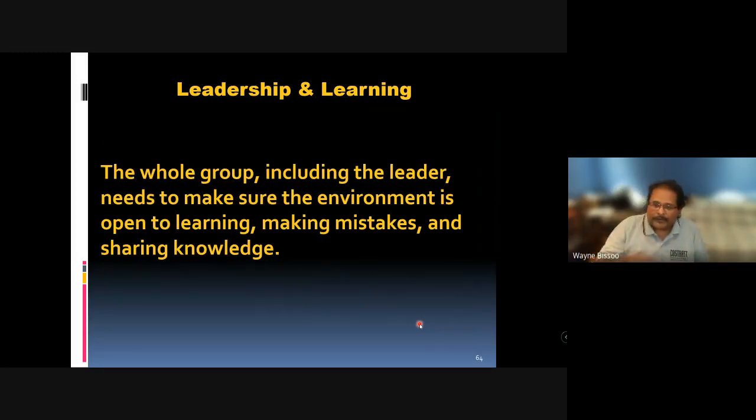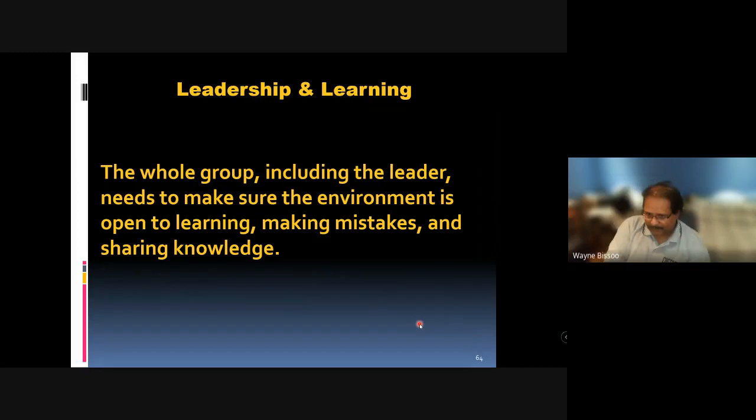Group learning, including that learners need to make sure the environment is open to learning. Now, organizations, well, the good thing is that both your organizations have sent you to do some leadership studies and overall developmental studies. And that's important, because if your organization does not support learning, and as a leader you don't support an environment that is open to learning, then there's a problem.